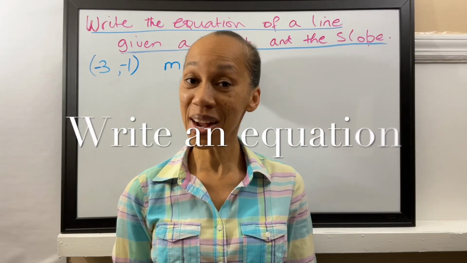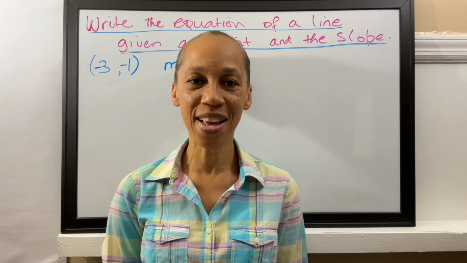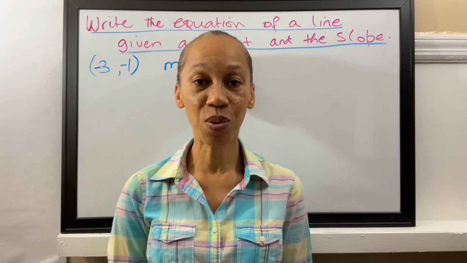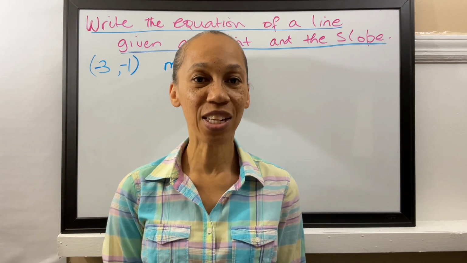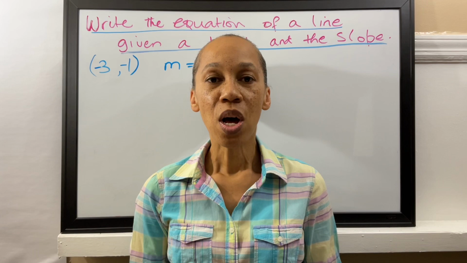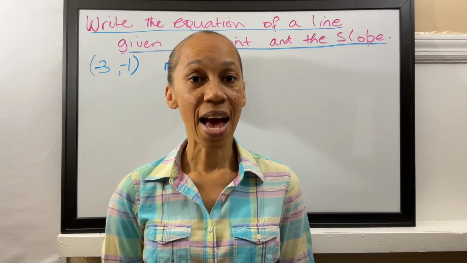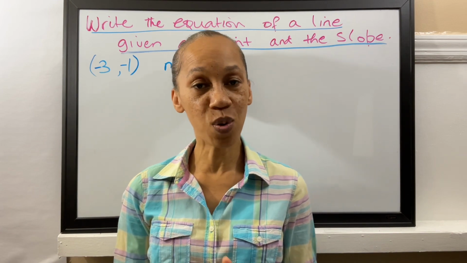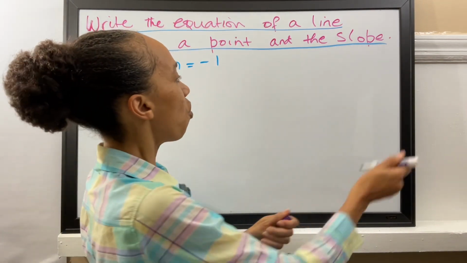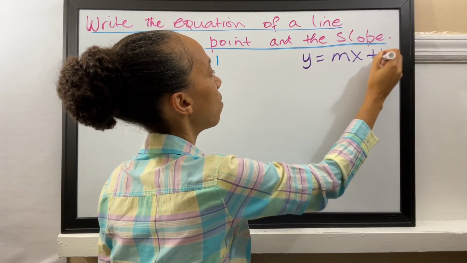Welcome back. Today I am going to show you how to find the equation of a line given a point, which is a coordinate point, and the slope. Or in other words, I'm going to write the equation of a line for you. When we're talking about that line, we're talking about a linear line. That's why it's in the form of y equals mx plus b. So we need to write it in the form of y equals mx plus b.